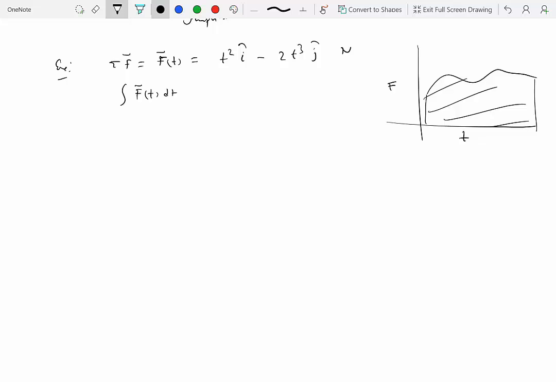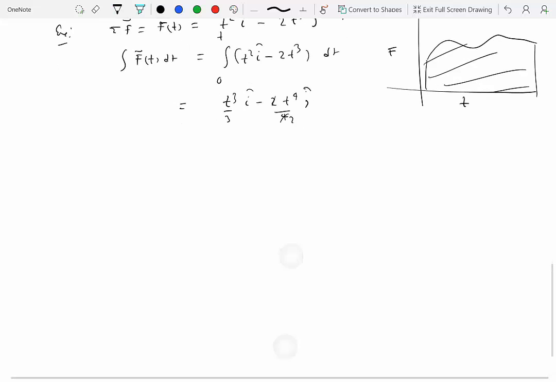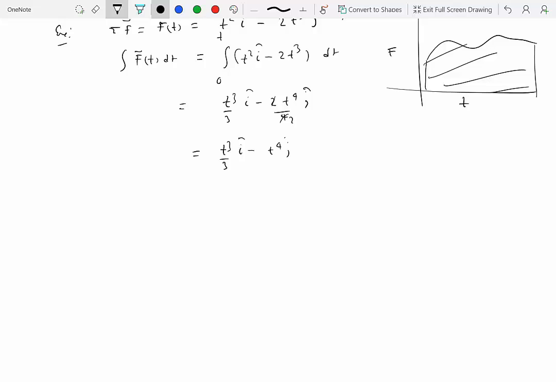That's the integral of f dt from some time to some time, which can be written as the integral of t squared i hat minus 2t cubed j hat dt. Let's say we're integrating this from 0 to some time t. So this will be t cubed over 3 i hat minus 2 t to the power 4 over 4 j hat. And that is your linear impulse. And the linear impulse we have seen is equal to the change in linear momentum. So that's mv final minus mv initial.